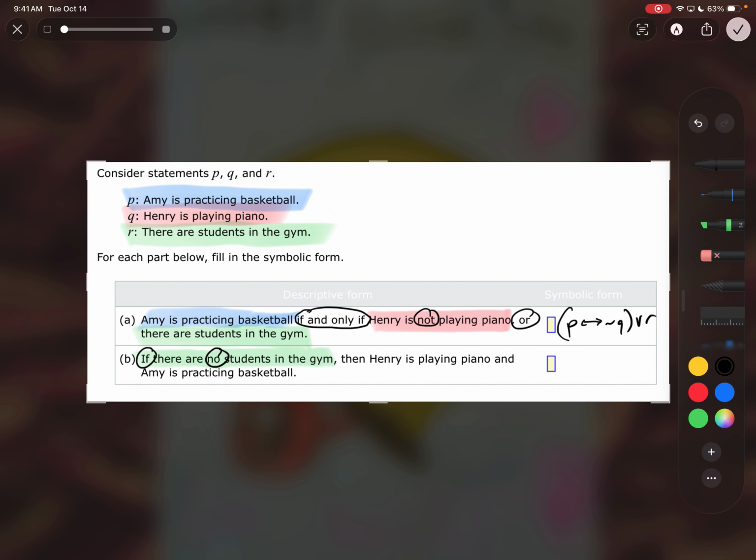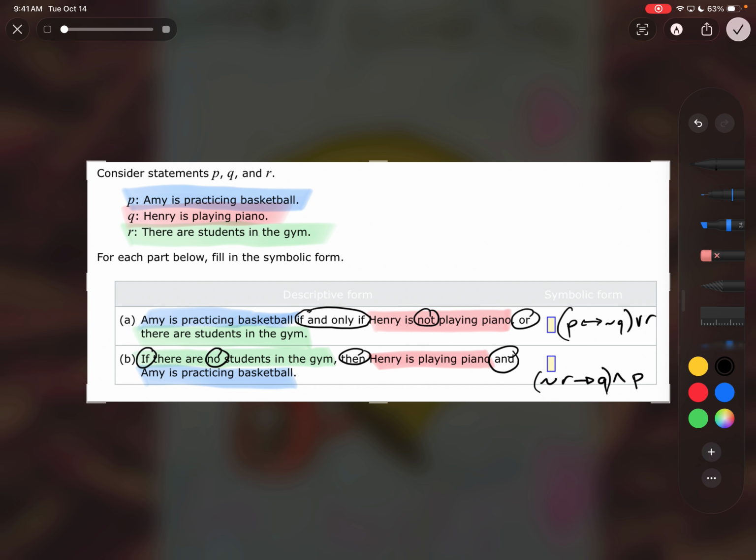Then, okay, so there's an if then. We haven't done an if then. Henry is playing piano, and Amy is practicing basketball. All right. So you got to be careful with your commas on the if then because they are a little bit different. But if there are no students in the gym, you have the if then Henry is playing piano, and Amy is practicing basketball. Okay, so you probably put your parentheses around these two to signify that you do the if then.